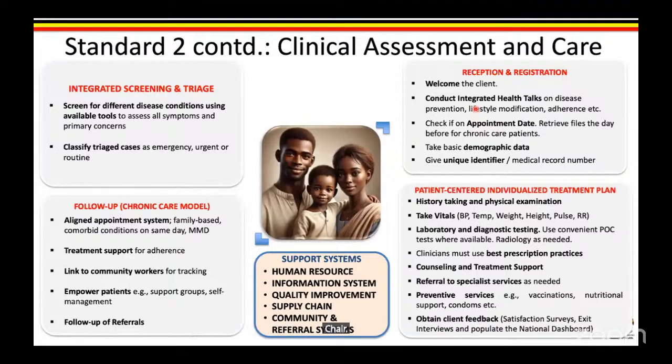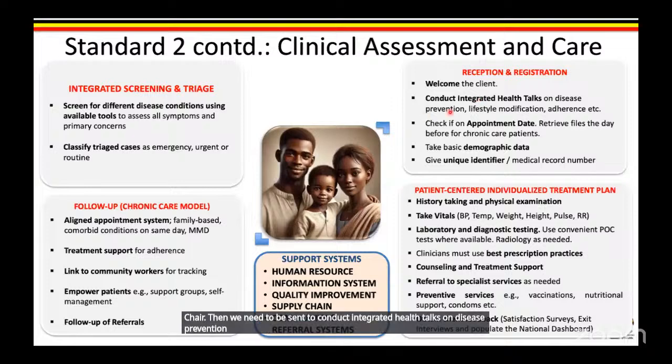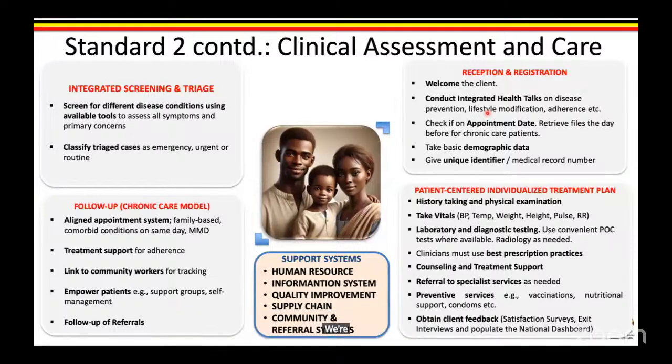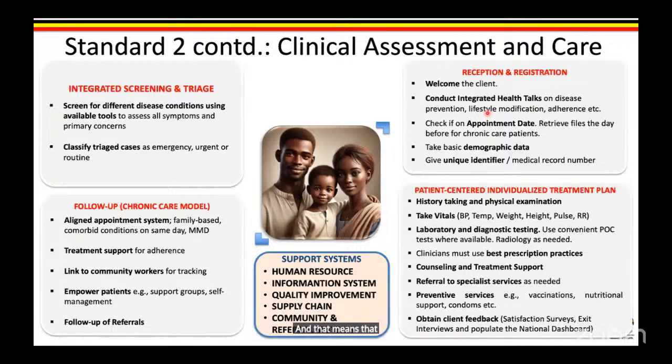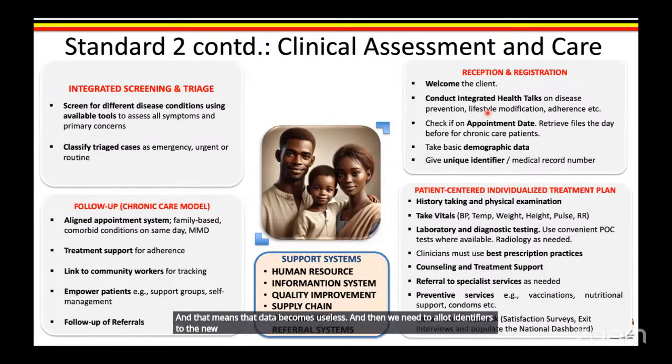Then we need to conduct integrated health talks on disease prevention, lifestyle modification, and adherence. We need to check whether these people are on appointment or not, especially those coming for chronic care, such as HIV/AIDS follow-up care. We need to take basic demographic data and enter it as accurately as possible, because if we do not enter it accurately, retrieval becomes very complicated, and that means that data becomes useless. And then we need to allot identifiers to the new people accessing care for the first time.